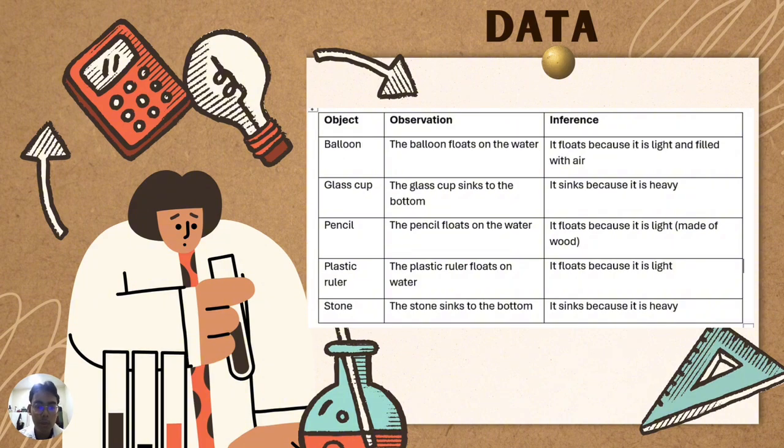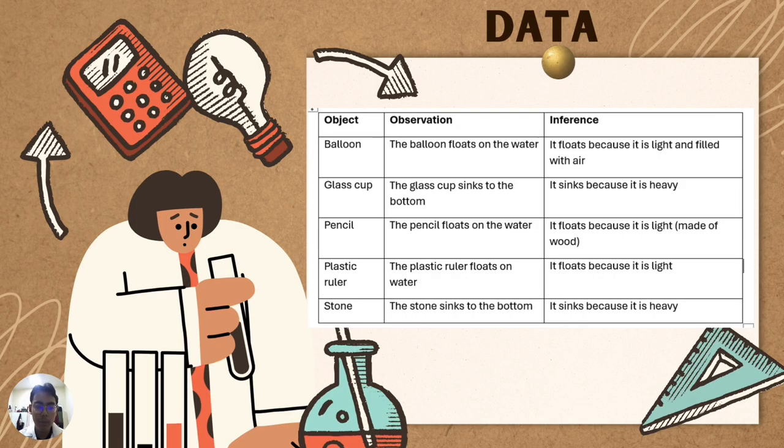What we can see is the balloon. The observation is the balloon floats on the water. So what is the inference? Why does the balloon float on the water? Because the balloon is light and it is filled with air. For the second one, the glass cup sinks to the bottom because it is heavy. So that is because the cup sinks into the water.